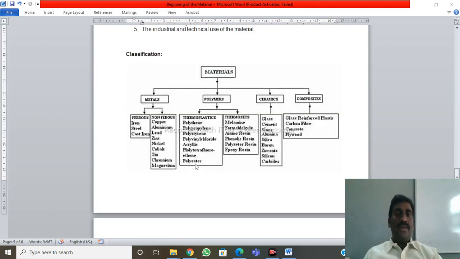The classification of materials can be done as metals, polymers, ceramics, and composites. Metals can be further classified into ferrous and non-ferrous metals, and polymers can be further classified into thermoplastics and thermosets, along with ceramics and composites. So these are all the classifications of materials which are used currently in engineering applications.